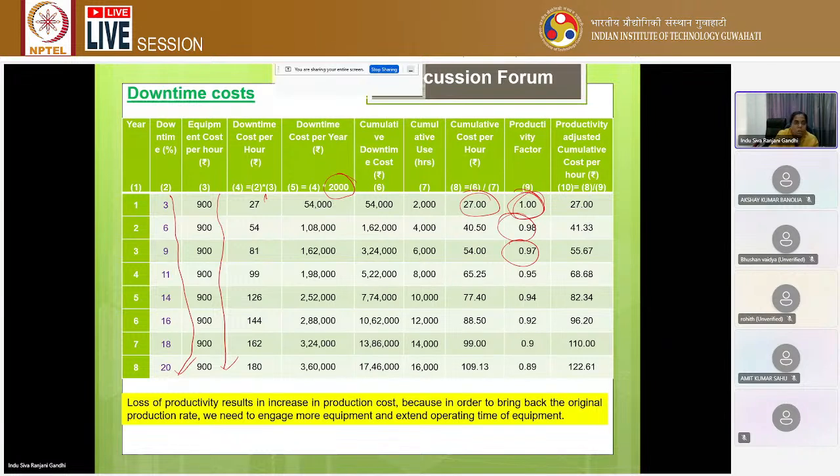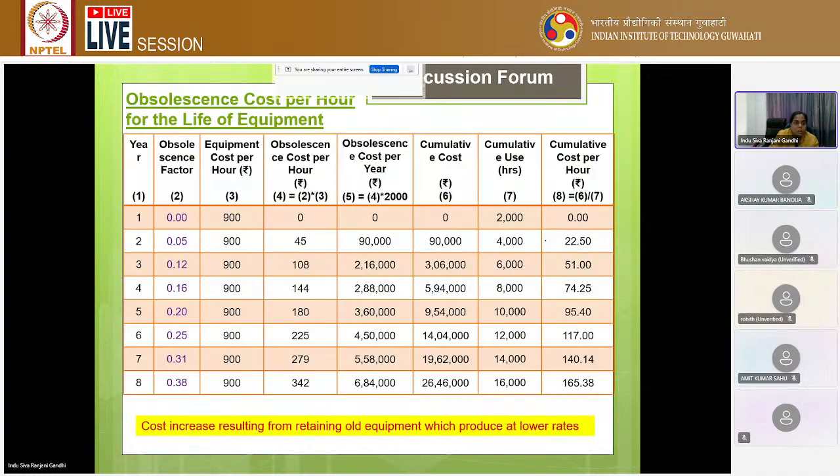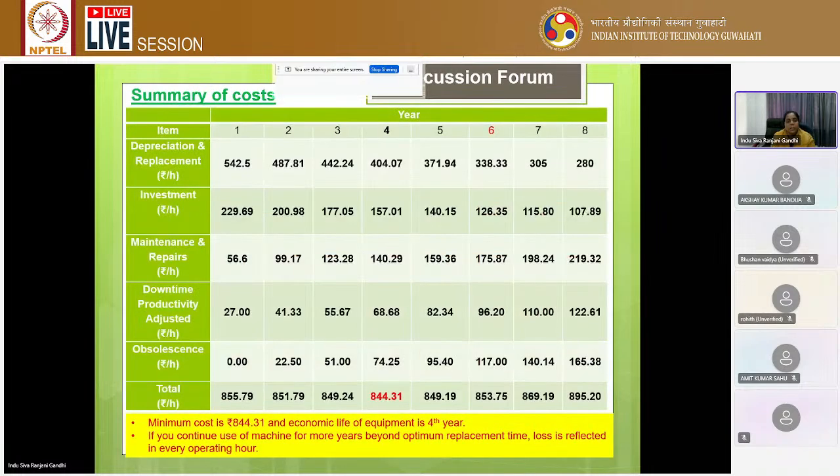You can go through it. Then finally, the obsolescence cost is also calculated per hour. Then we determine the total economic life of the machine, where all the costs are taken into account: depreciation and replacement cost, investment, maintenance and repair, downtime cost, and obsolescence cost. Then you find which year the total cost associated with the machine is minimum. You can say that beyond the 4th year, the total cost is increasing, so this is the economic life of the machine. This is how we estimate it.